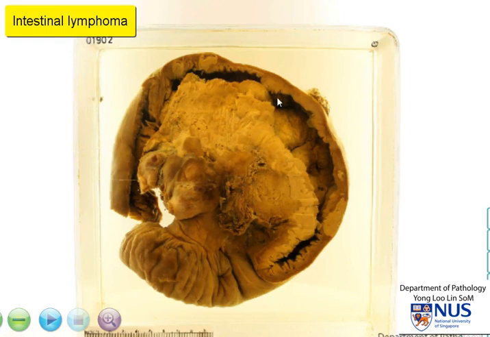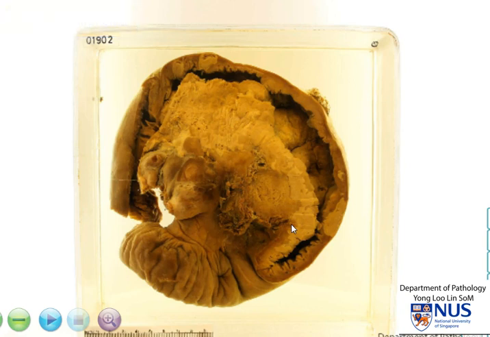We can also observe that the lumen of the bowel is significantly narrowed because of this tumor, and therefore the patient may actually present with intestinal obstruction. And in fact, because of the large size of this tumor mass, there may even be a palpable abdominal mass. And remembering that this is a lymphoma, the patient may also experience systemic symptoms which are known as B symptoms, such as fever, night sweats, and loss of weight.